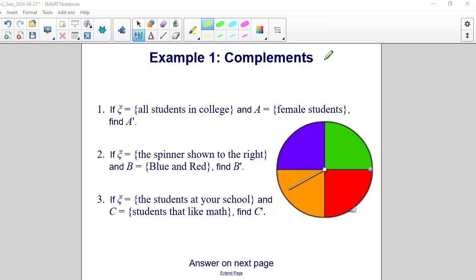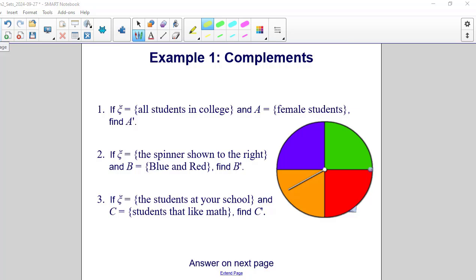Example number 1 of complements. I'm going to read all three examples first, and then we'll look at each one at a time. Number 1, if the universal set is equal to all the students in college, and A is the set of female students, find the complement of A. Number 2, if the universal set is the spinner shown here at the right, this spinner over here, and B represents blue and red, find the complement of B. Number 3, if the universal set is the set of all students at your school, and C represents the set of students that like math, find the complement of C.